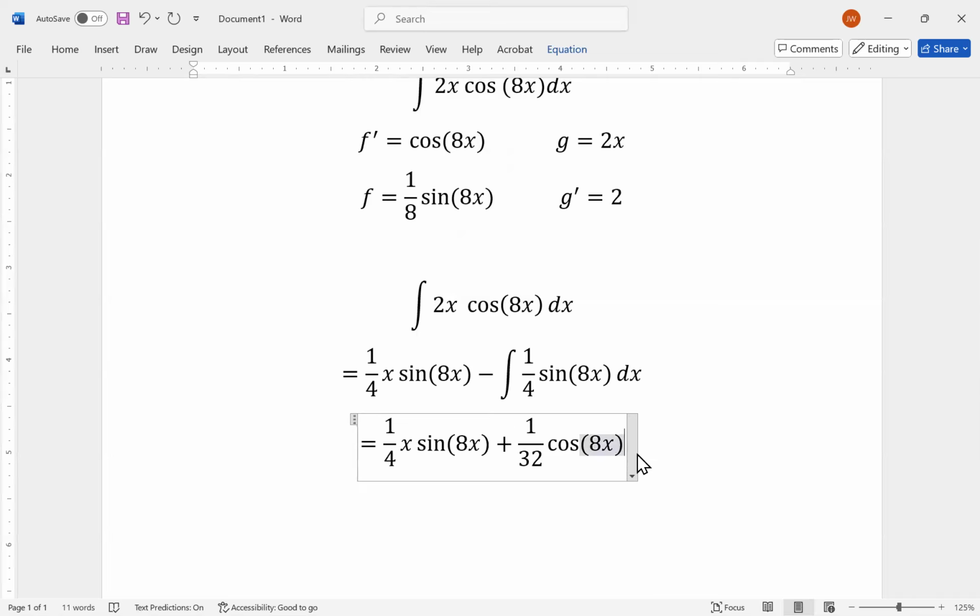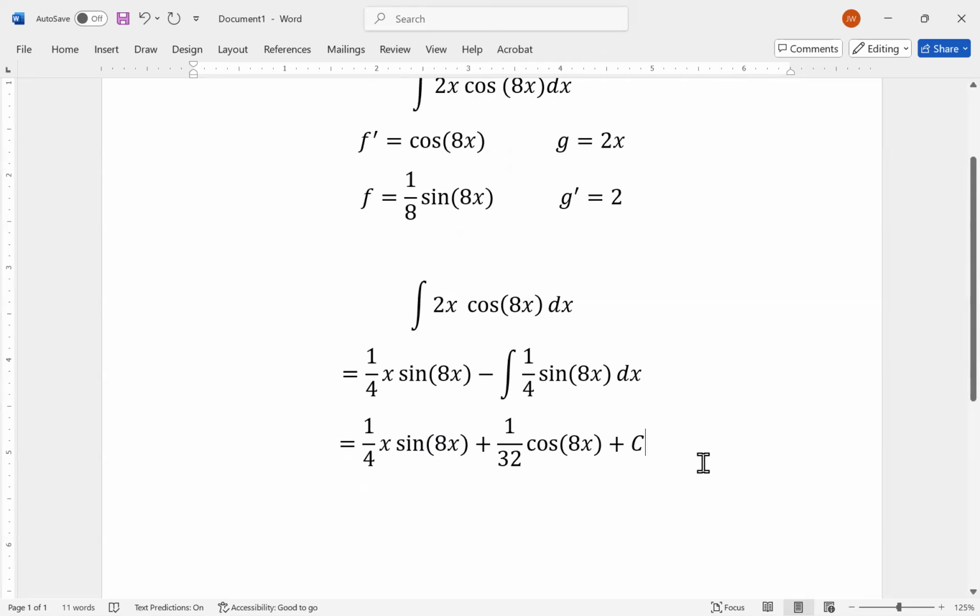And then I can't forget at the very end to tack on a plus c to give me the set of all antiderivatives of 2x times cosine of 8x. So that's my final answer. When I take the antiderivative of 2x times cosine of 8x, I end up with these two terms. My first term is 1/4 x times sine of 8x. And my second term is 1 over 32 times cosine of 8x. And then obviously your plus c.